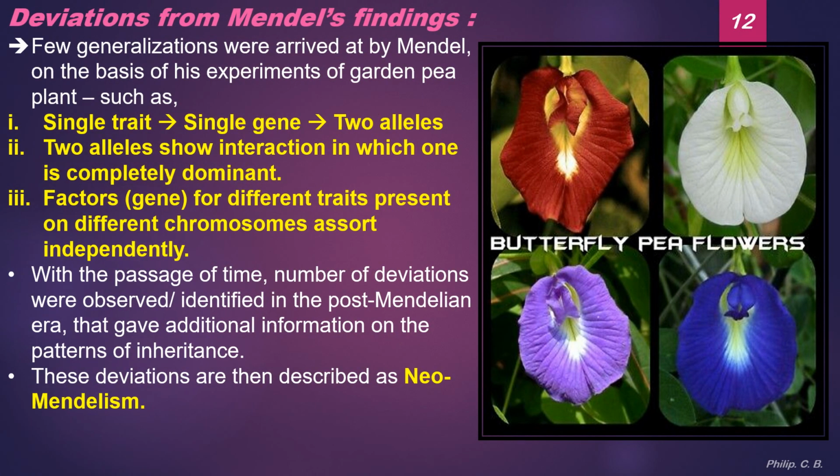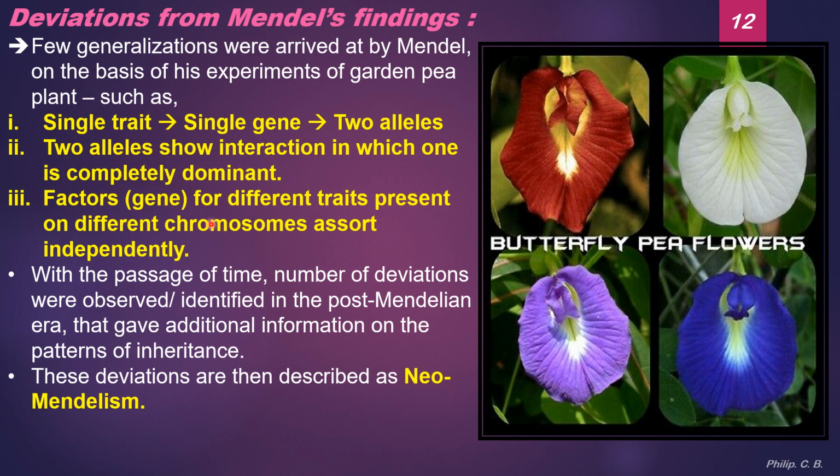Now, further, deviations from Mendel's findings. What is deviation? Changes or small variations which are taking place. So what Mendel told, all the laws, from which there are small deviations. Now what are these? Few generalizations were arrived at by Mendel on the basis of his experiments on garden pea plant, such as single trait, single gene, two alleles. Second, two alleles show interaction in which one is completely dominant, as we had seen, dominant or recessive.